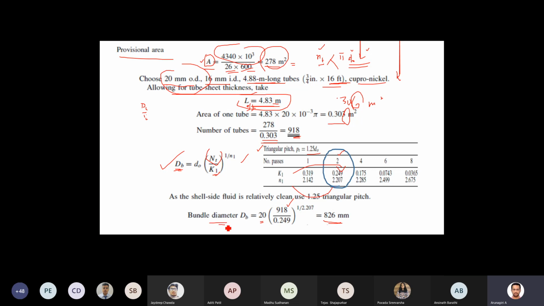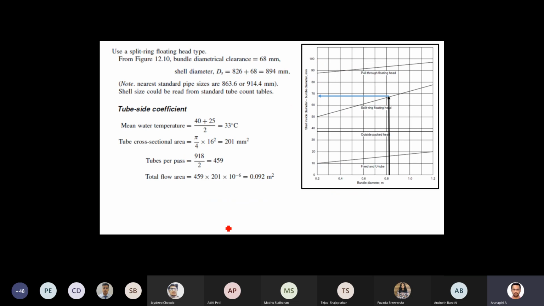Then what should we do? Having the bundle diameter, we have to calculate the shell diameter. For the shell diameter, you have to use the clearance. Here the split ring floating head type is selected. This chart shows the bundle diameter versus the clearance, that is shell diameter minus bundle diameter, for split ring. This is 826. Draw the line at this point and read the clearance at this point, 68 mm. Or you can round it up and make it 890.